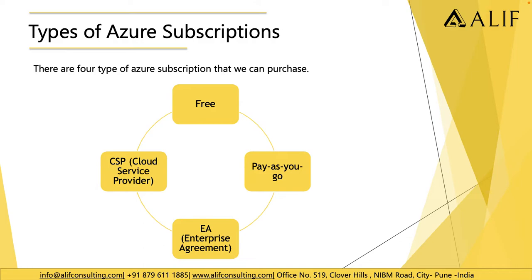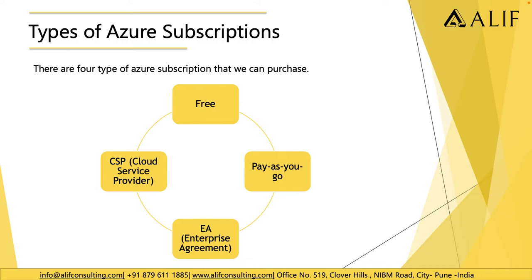Now another one is pay as you go. Pay as you go is not a prepaid, but a postpaid subscription in which you pay monthly through your credit card, and you will be billed basically on the public pricing. The third one is the enterprise agreement.